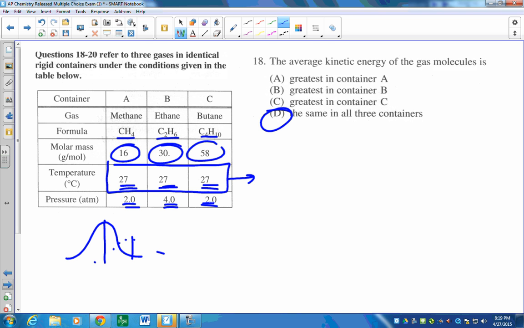I was looking at the pressure. I always say same temp and pressure, but I think they only have to be the same temperature. D, this option is correct. The average kinetic energy is a function only of the temperature, and each vessel has the same temperature. So 18, the answer is D.